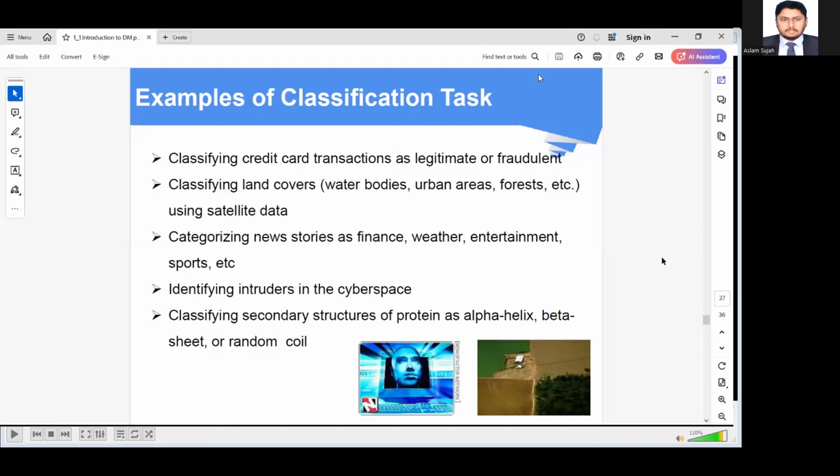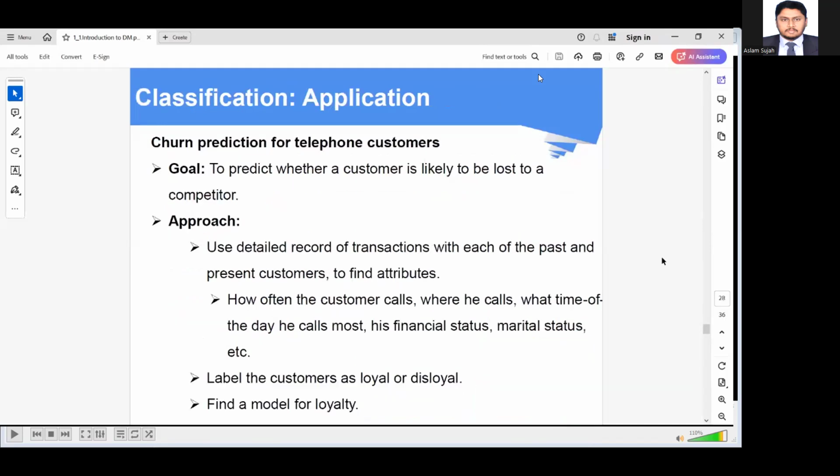Also, we can work with DNA and protein structures using medical data. If you have DNA patterns of different patients, based on that we can apply some data mining and classify whether this person has a specific disease or not. Likewise, we can do classification tasks with particular data.